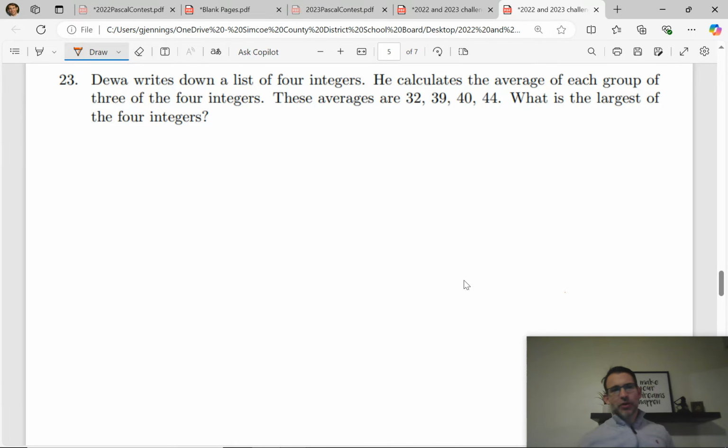It's Tutor Grant, and we are looking at question 23 of the 2023 Pascal contest. So Dua has written down this list of four integers and then calculates the mean, the average, of each group of three of the four integers. Okay, I don't know any of these integers. So guess what we do when we don't know a number? We call them something. So I'm going to say let A, B, C, and D equal the four integers.